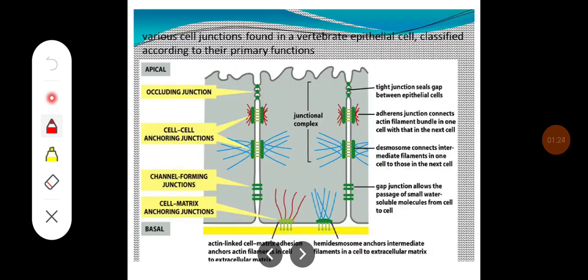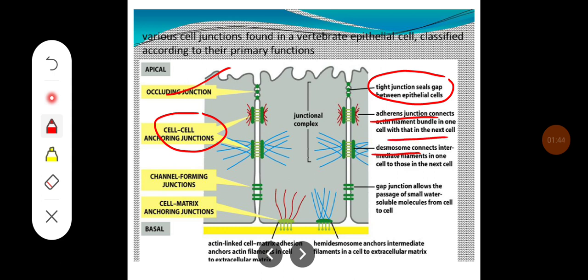Okay, so again, the occluding junction, for example, tight junction, seals the gap between the epithelial cells. And anchoring junctions, as I told, there are two types: adherence junction or desmosomes. Adherence junction connects the actin filament bundle in one cell with that of the next cell, whereas desmosomes connect the intermediate filaments in one cell to those of the next cell.